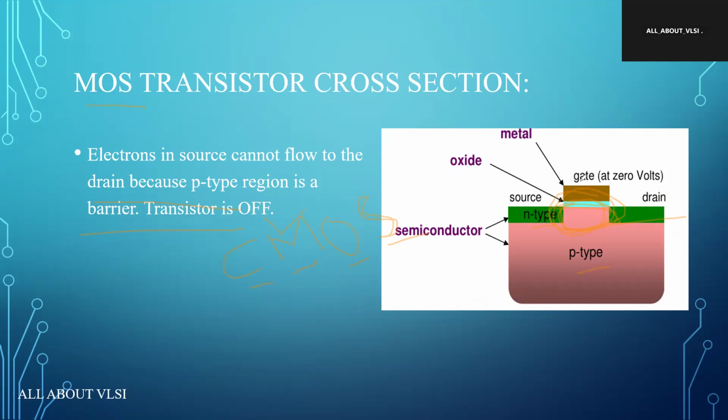So observe this one here. We are not giving any kind of voltage, right? At this stage we have 0 volts at the gate. So there is no path in between source and drain. There is no flow of electrons. So this transistor is in off state.